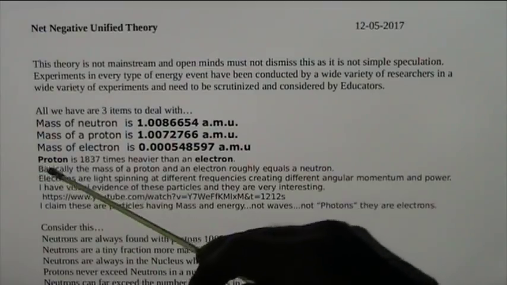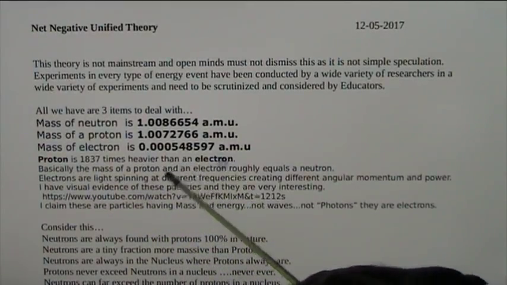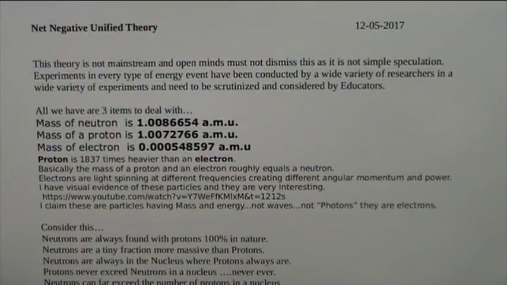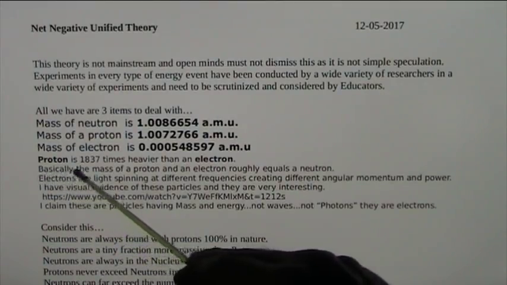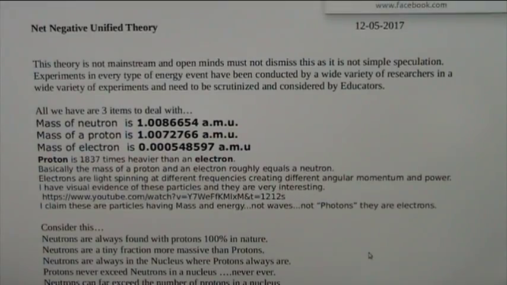Now, the proton is 837 times heavier than the electron. They don't even consider the electron. They don't even talk about them, like they don't weigh anything. Well, they do weigh something. They weigh a significant amount because there is a ton of them coming. Basically, the mass of a proton and an electron roughly equals the neutron.